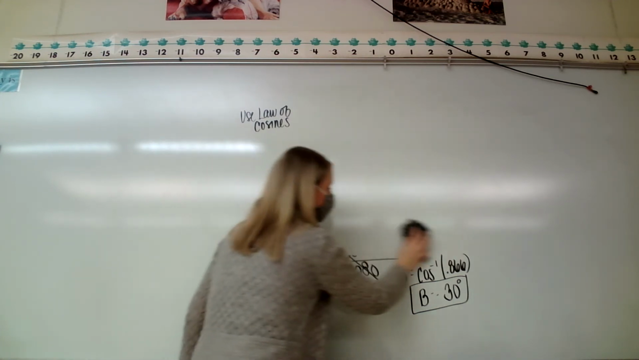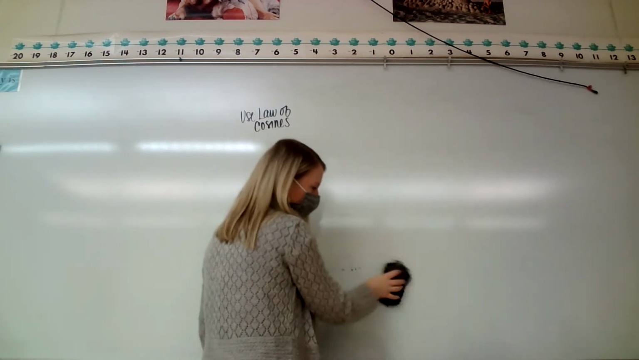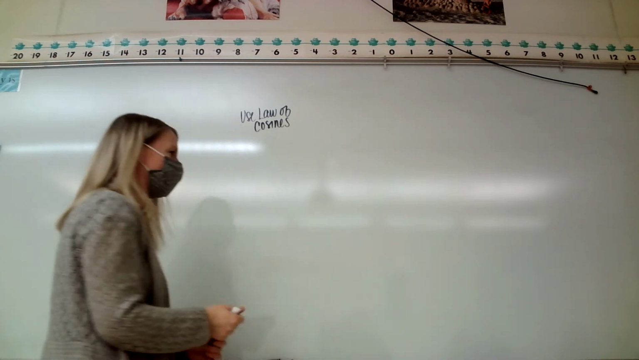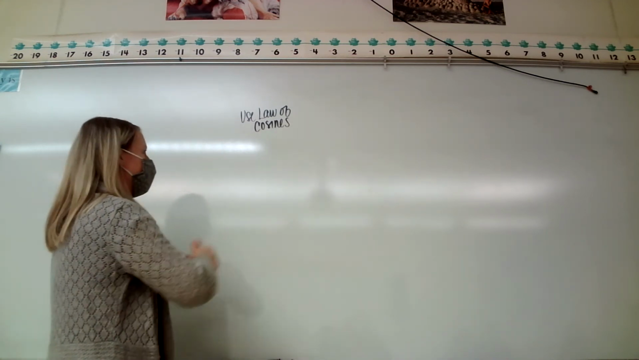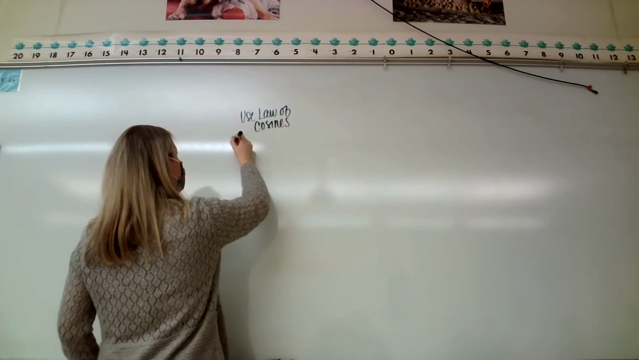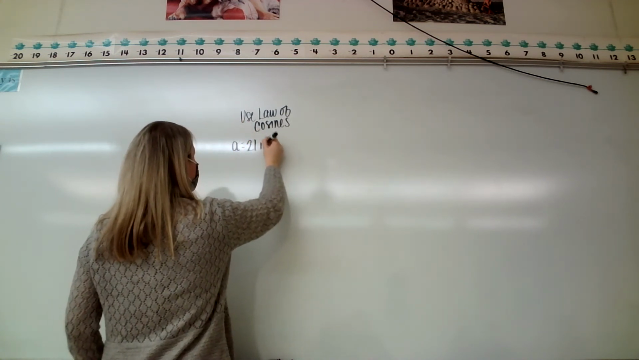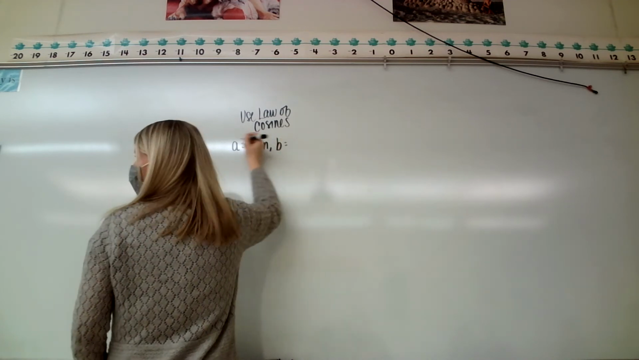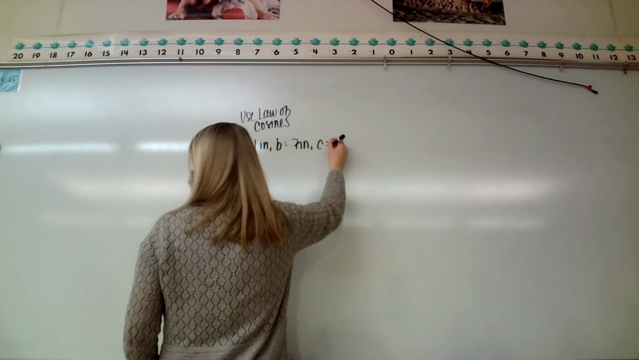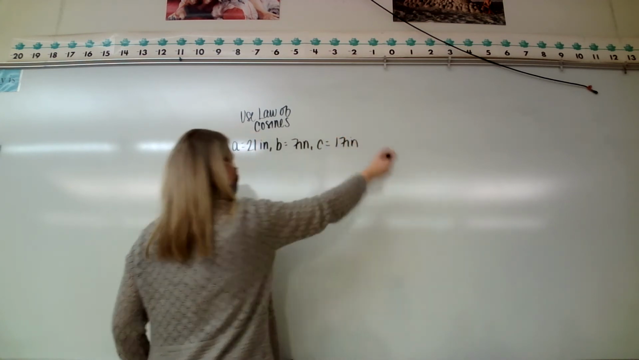All right, one more. You're going to notice it looks basically like trig is just plugging into formulas, and the formula is the same way. You do it the same way every time. Okay, last one we'll do together. A is 21 inches. B is 7 inches. And C, 17 inches.